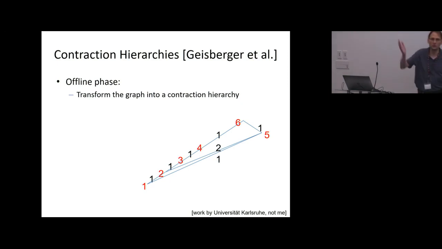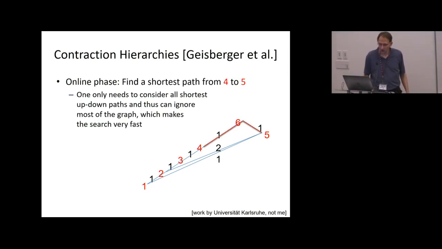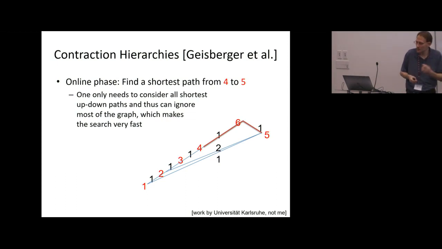so why did I do this, right? I mean, this is the original graph just with edges added. So that doesn't really help us. I mean, it's a graph that's now larger than it was before. But the reason why it helps us is because in the online phase, when we are given a start vertex and a goal vertex, the shortest path between the start and the goal vertex has an interesting property, namely that it only goes up zero or more times and then goes down zero or more times. So it's an up-down path.